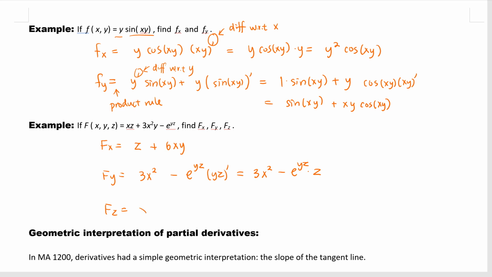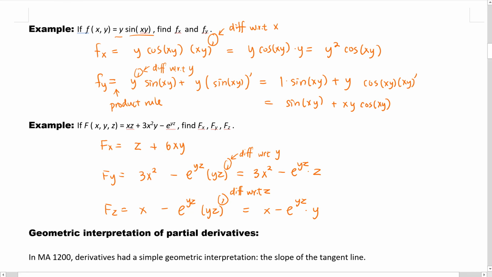Well, fz is, derivative of z is 1, so we have x. And then the next term, xy squared, y has no z in it, so the derivative is 0. Last term, we also have chain rule. E to the u derivative is e to the u times u prime. But here, this prime is differentiate with respect to z, but this guy is differentiate with respect to y. So you have to be careful. Okay, so derivative of that is y. So far, so good, everybody?